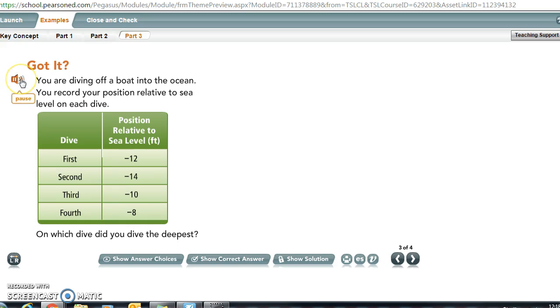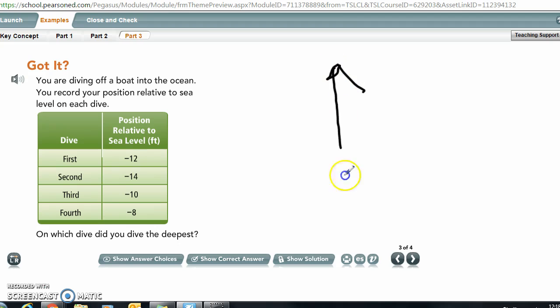You are diving off a boat into the ocean. You record your position relative to sea level on each dive. On which dive did you dive the deepest? So for this one, they want you to look and see. The first dive you got 12 feet below sea level. The second dive you got 14 feet below sea level. The third dive you got -10 feet below sea level. And the fourth dive you got -8 feet below sea level.